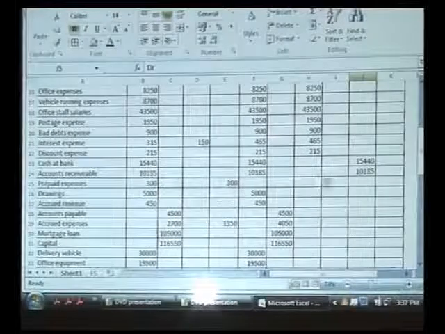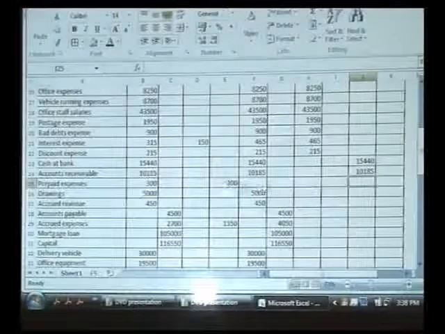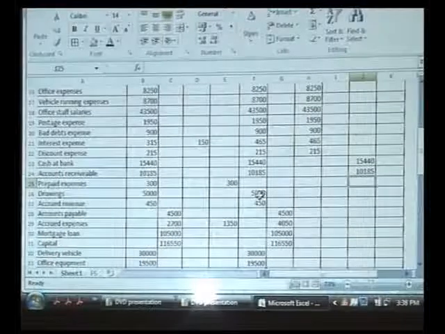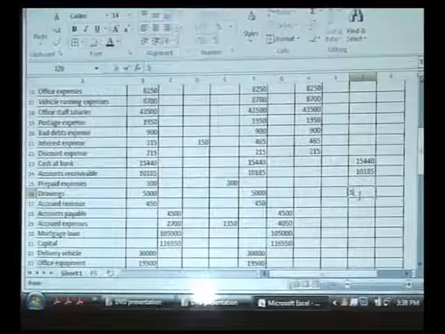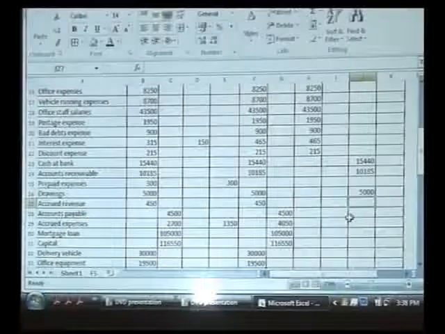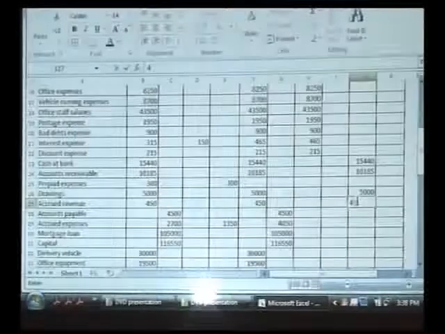And prepaid expense, again prepaid expense, there is no balance, right? Nothing to worry. Drawings 5,000. It is a debit balance, therefore in the balance sheet it is in the debit column. Accrued revenue, amount receivable, debit.